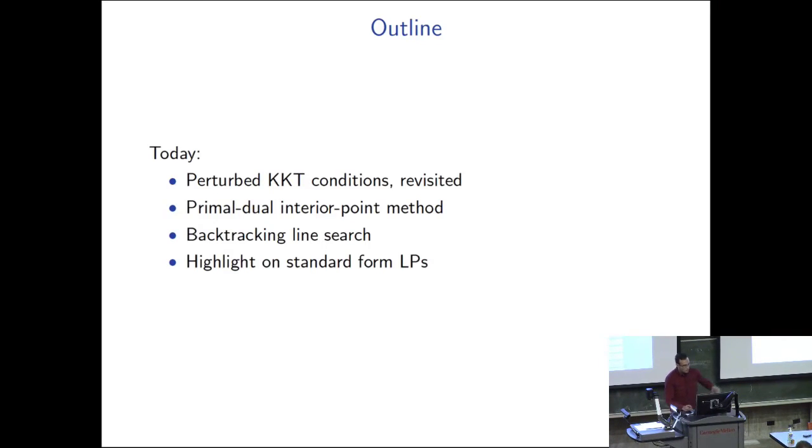Today we're going to talk about the primal dual interior point method. We're going to motivate it from the perturbed KKT conditions, which was an alternative way of viewing the barrier method. Turns out that you can view this construction in a completely alternative way, which we touched upon last time. Then we'll talk about the method in detail. We'll talk about backtracking, and we're going to end with a discussion of standard form LPs, because this was historically the problem people cared about when all this methodology was being invented.